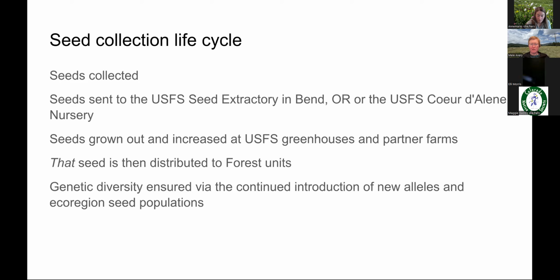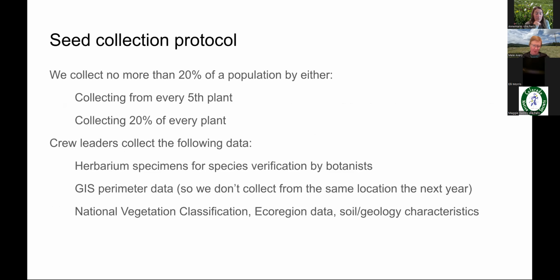The genetic diversity is very important. We can't just collect once and then increase that seed over and over and over. It needs to be replenished with new alleles and new ecoregion types continuously, just to keep things as genetically diverse and healthy as possible, right? So that's why this is such an iterative process year over year. And as I mentioned before, we can only take 20% of a population, and we do that by collecting from every fifth plant, or 20% of every plant that you see.